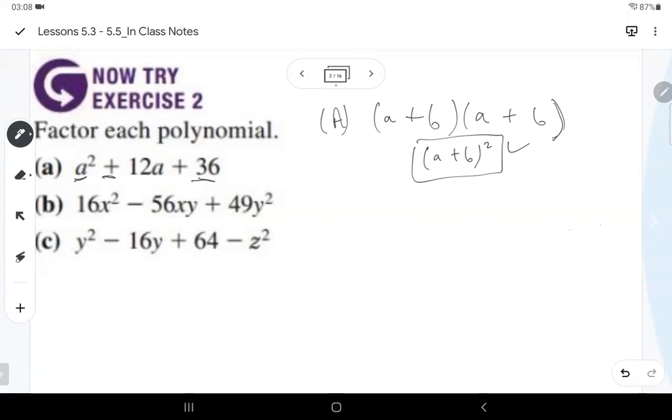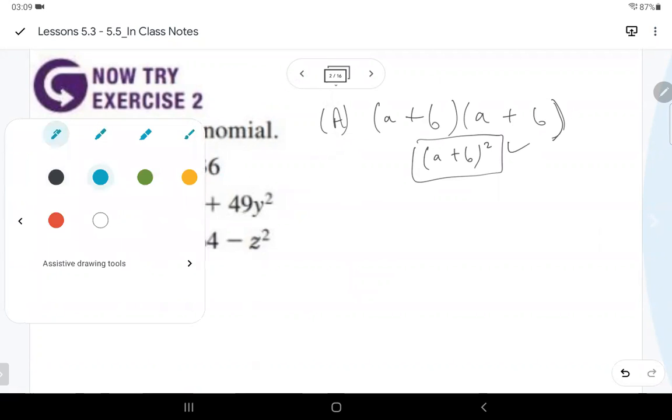Now to check to see if you were right, you could either go back to what the pattern says, which would mean that you would be checking the middle term for 2xy, which in our case is 2 times a times 6, which is 12a. You can see that they match. The other thing you could do is you could just FOIL, and when you FOIL, you are going to get right back to what we were given. Okay, let's look at the next one.